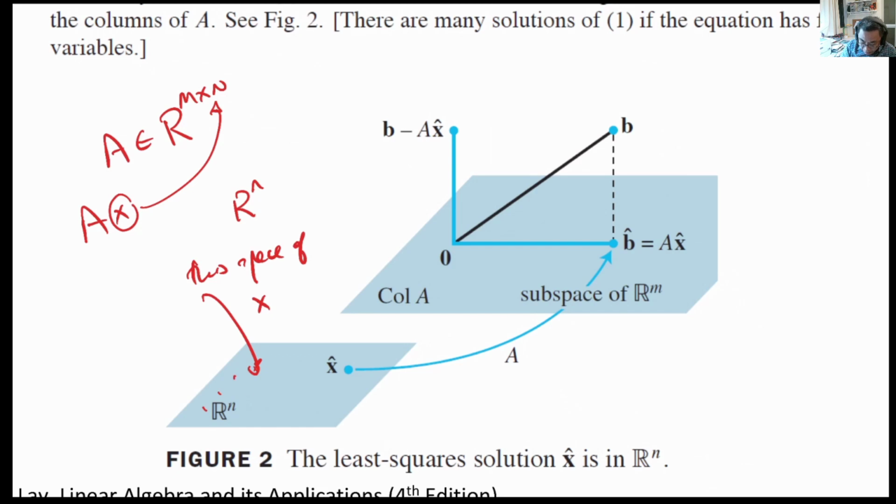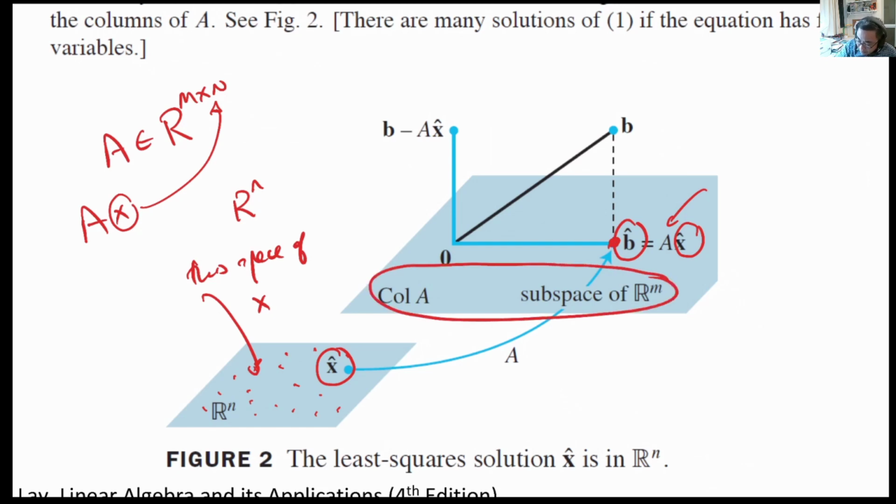Among any x that we can take in this space, we are interested in the x hat such that when x hat is multiplied on the left by A, it will produce b hat, and b hat is in the column space of A such that the error is orthogonal to the column space of A.